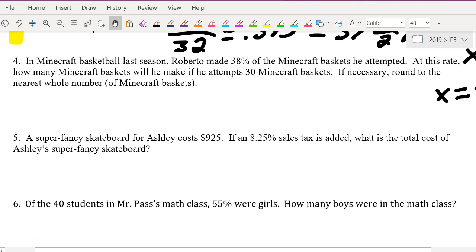In Minecraft basketball, see, Roberto's name came up, and he's like a Minecraft person, so I changed the basketball problem to a Minecraft basketball problem. It could work. Yeah, you could just drop it out. It could be made of flubber. Yeah. All right.